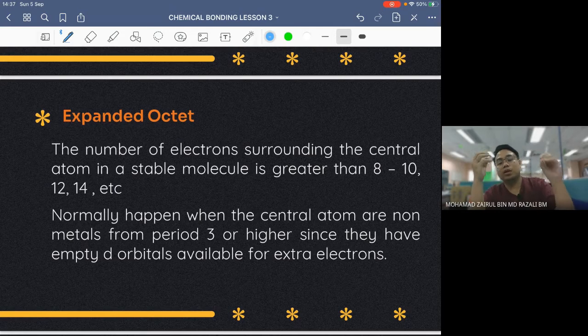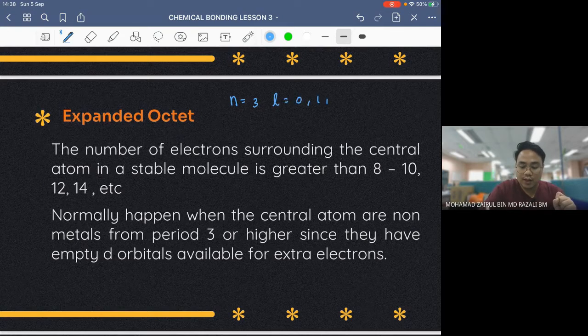So when the non-metal become the central atom and the non-metal is located in period 3 or higher. Okay, reason ni sebab apa? Sebab kalau period 3, that mean the highest quantum number is n equal to 3. So when n equals to 3, the possible number of L is 0, 1 and 2. So maknanya dia boleh either S orbital, P orbital or D orbital. So if the element are located in period 3 and above, okay, there is empty D orbital dalam tu.